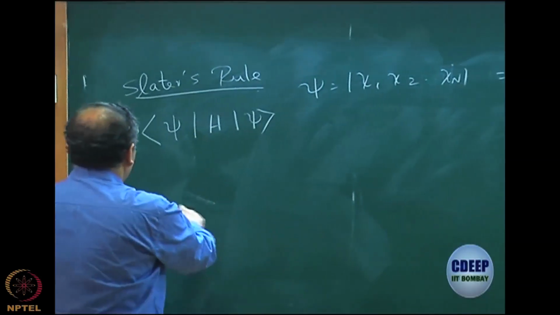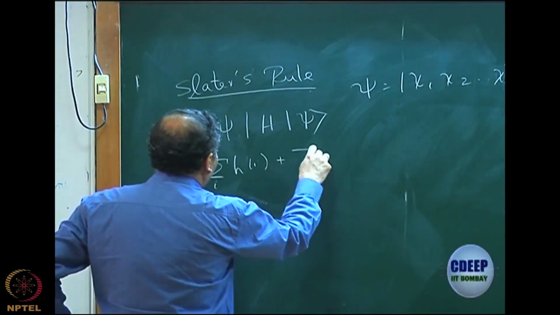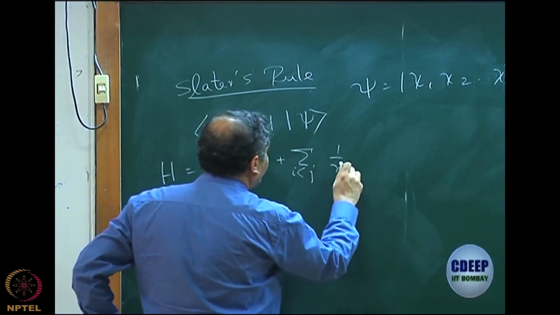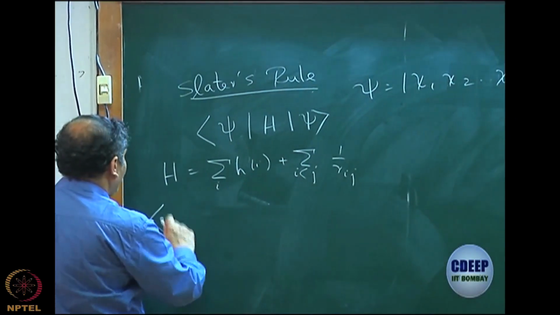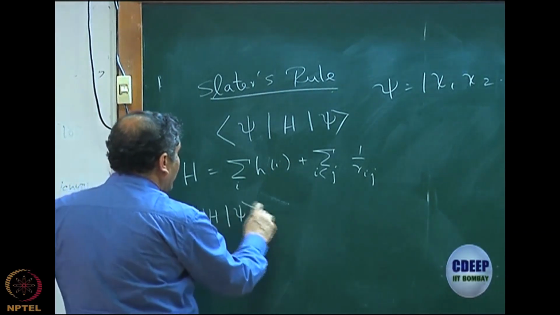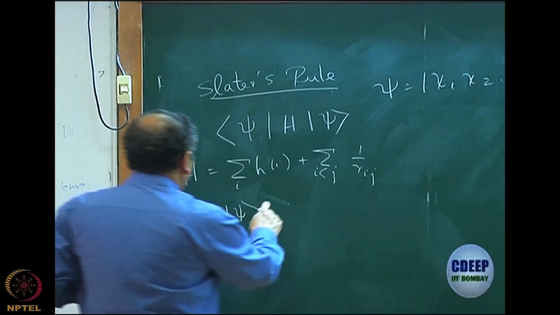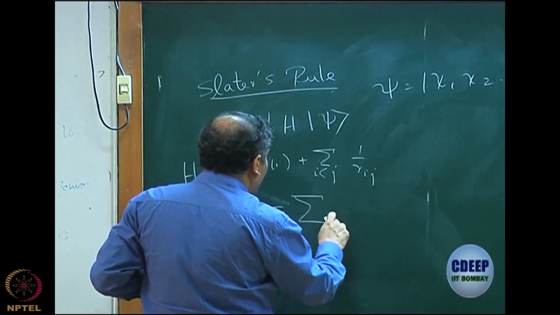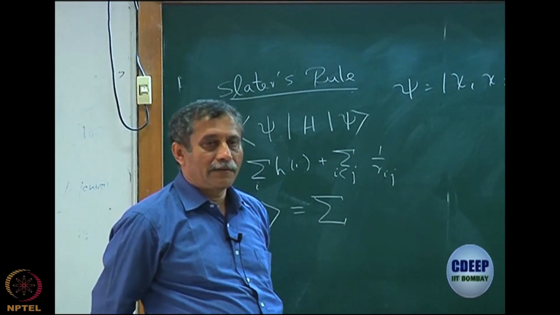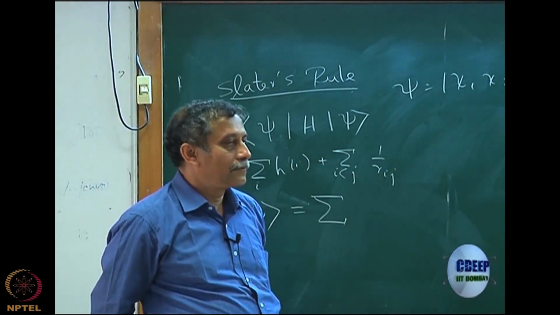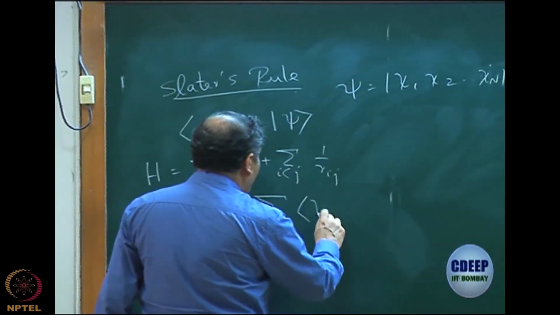I wrote down the Hamiltonian, which was sum over h of i plus 1 by r. Okay. So our matrix element was, now you add, this was the matrix A.1 and A.2, A.1 plus A.2. So can you tell the first term? Sum over, summation i chi h chi, right? That is the first term.